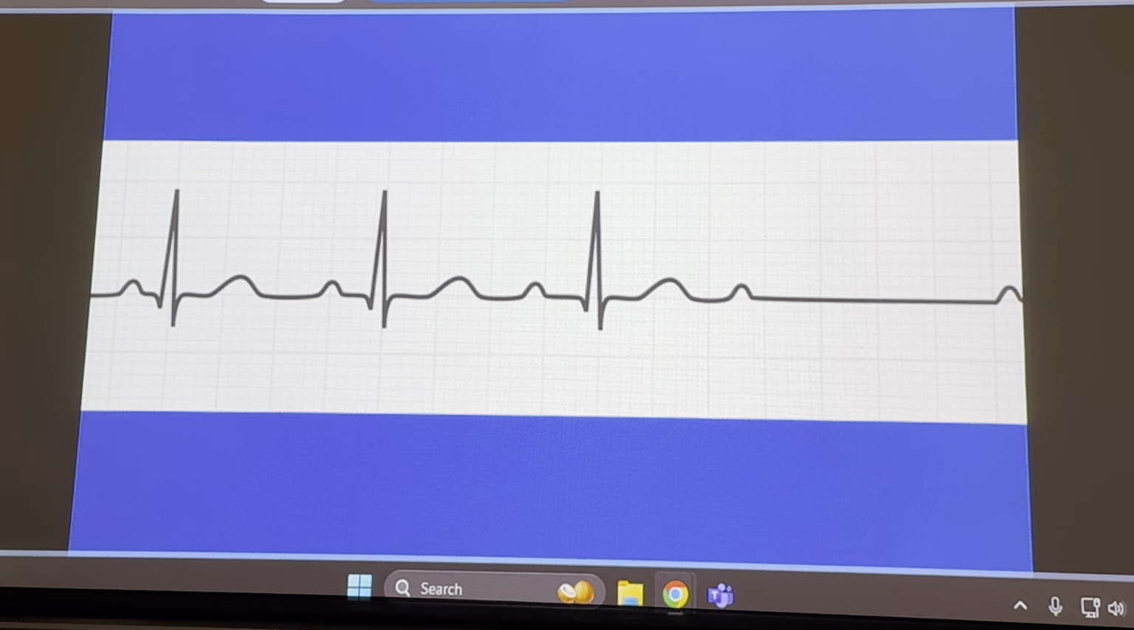That's what's going to make it different from second degree type 2, is that the PR interval is getting longer and longer. Second degree type 1, different than second degree type 2, has that longer PR interval, and eventually we have that drop. Anything we need to do about this now? There are no symptoms, so you just monitor. Okay, we could do that. Good.